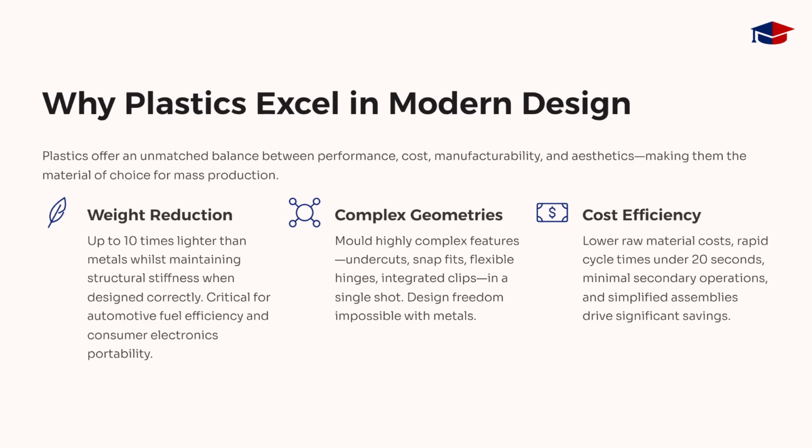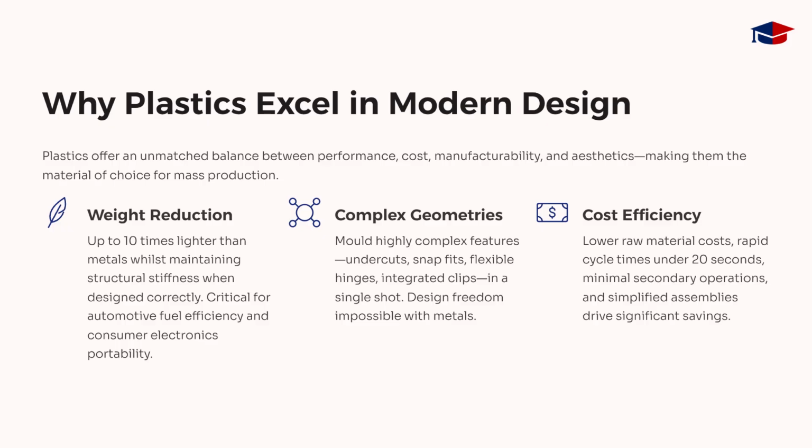The first and most obvious advantage is weight reduction. Plastics can be up to 10 times lighter than metals while still maintaining structural stiffness when designed correctly. This lightweight nature is extremely valuable in industries like automotive and consumer electronics, where every gram matters for fuel efficiency, portability, and user comfort. The second major advantage is manufacturability.